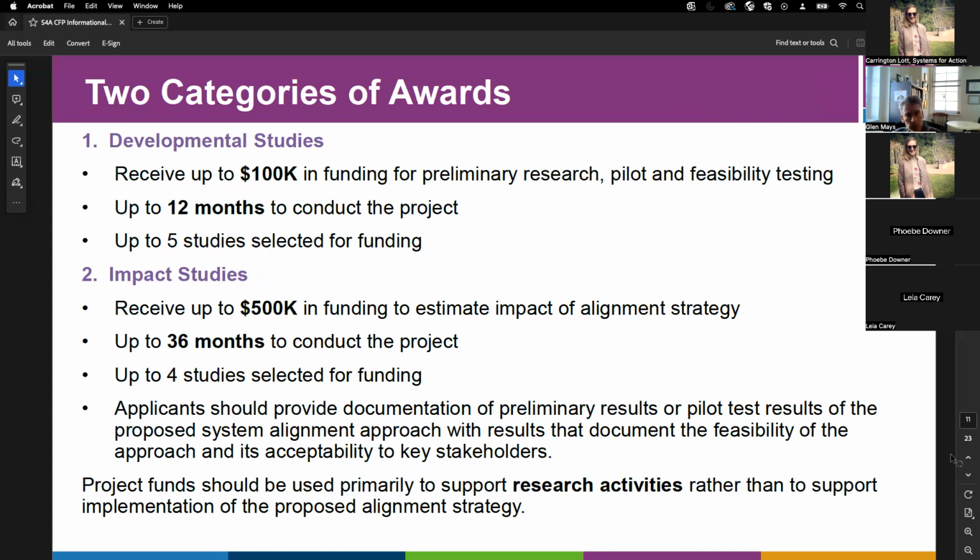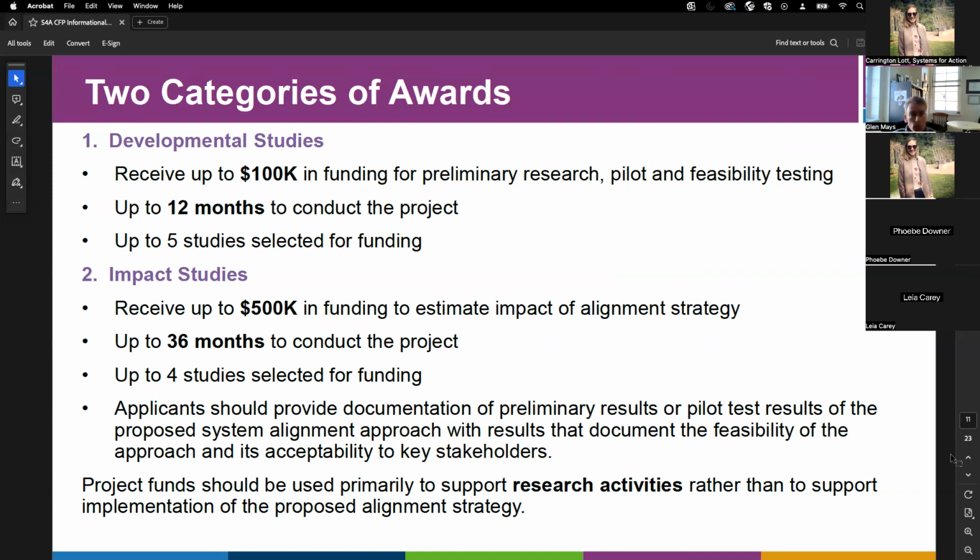And as I mentioned earlier, there are two categories of awards that are available for you to apply for in this CFP. And generally, you should pick which one of these two options really provides the best fit with your research idea and the stage of research that your research idea is currently in. The first category, the developmental studies category, is for early stage research, for studies that are in an earlier stage of development.